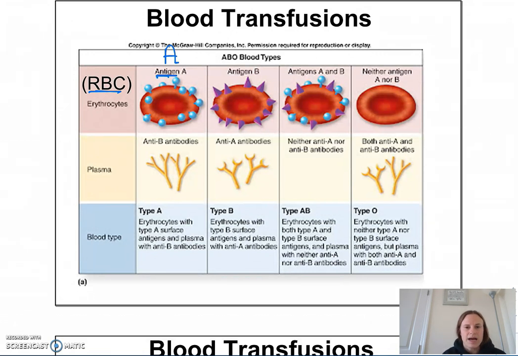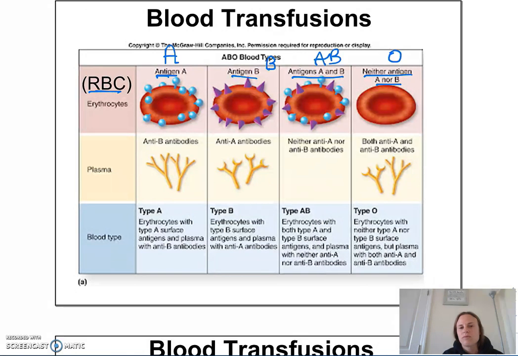So if I'm type A, I have antigen A. If I'm type B, I have antigen B. If I'm type AB, I have both antigens on the surface of my red blood cell, both A and B. If I'm type O, I have neither antigen A nor B on the surface of my red blood cells.